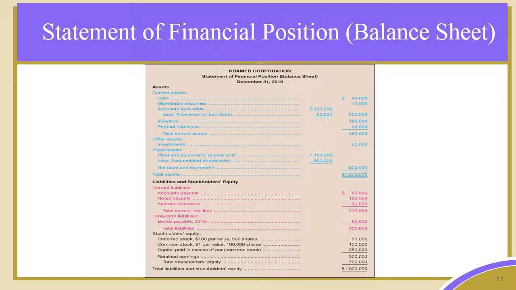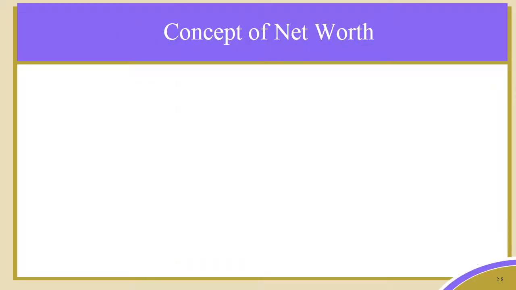And this is another example of a balance sheet that the book provided. As you can see, liabilities and stockholders' equity combined will equal assets. The total assets here are $1 million, and the total liabilities and stockholders' equity are $1 million. Those should always balance on a balance sheet. That's why it's called a balance sheet.